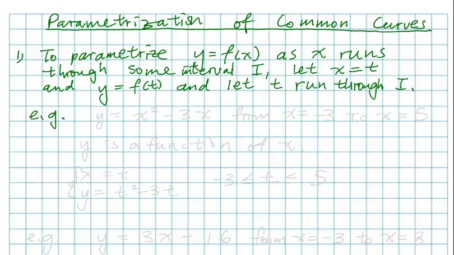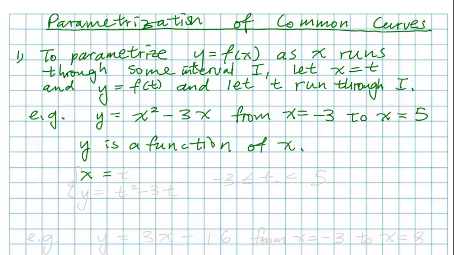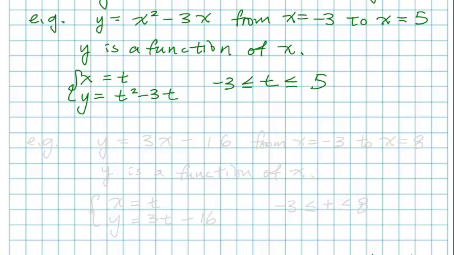For example, y equals x squared minus 3x from x equals -3 to x equals 5. We can see that y is a function of x. We let x equals t and y equals t squared minus 3t. We get the equation of y by replacing x by t, and t is between -3 and 5, including the endpoints.